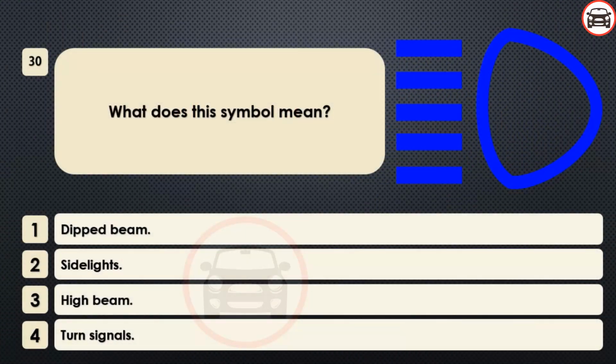What does this symbol mean? 1. Dip beam. 2. Side lights. 3. High beam. 4. Turn signals.